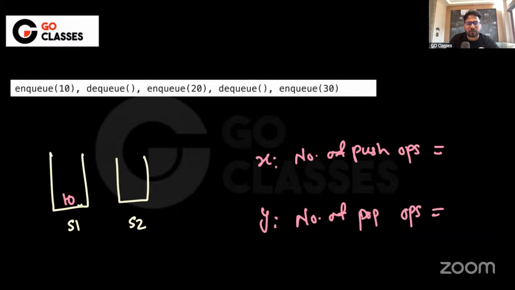One push you have already done for 10, right? Plus, then you are DQing, so this is a pop. You will pop it. Now, push, so one more. Now you are again DQing, so basically pop it. Sorry, let's just go as per the code.